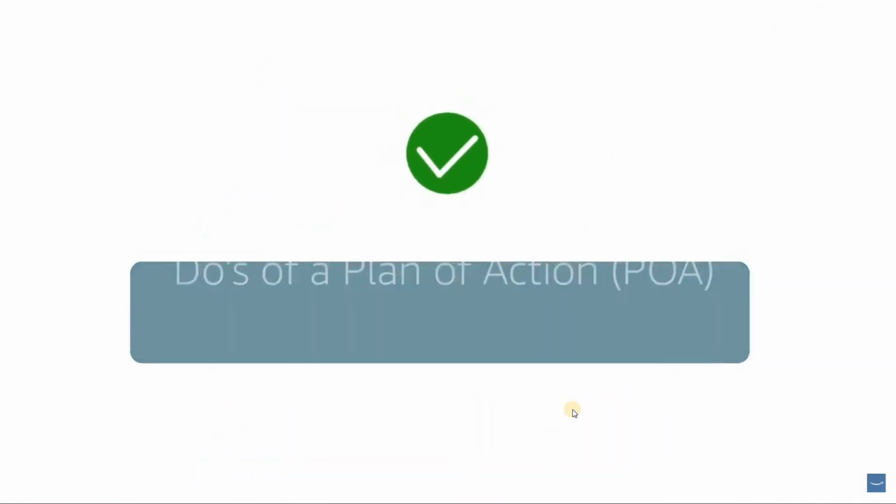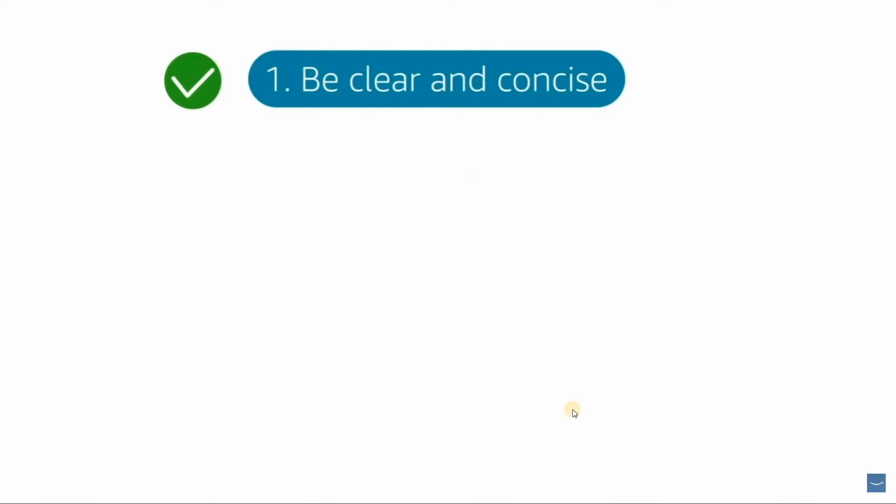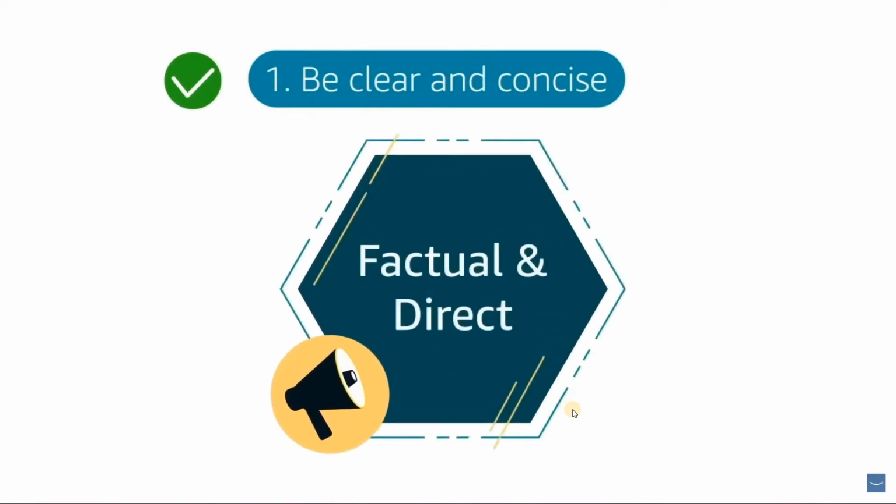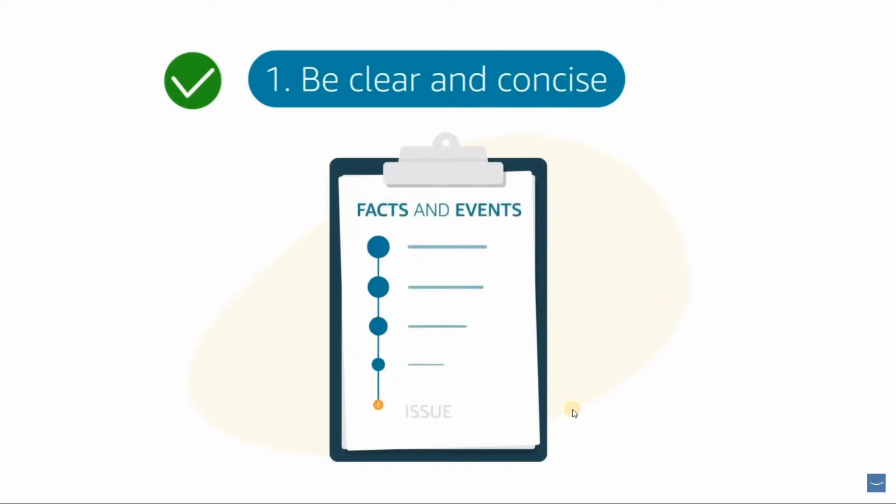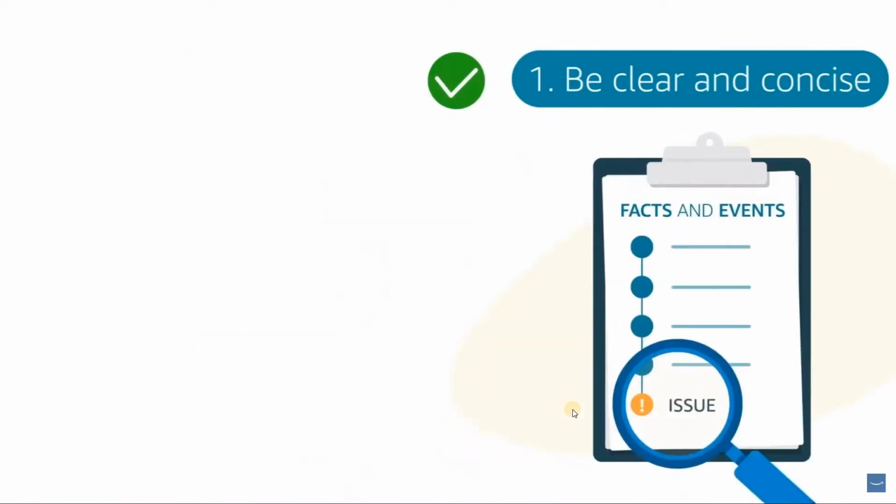Do's of a plan of action. 1. Be clear and concise. Your plan of action should be factual and direct. Focus on the facts and events that caused the issue.